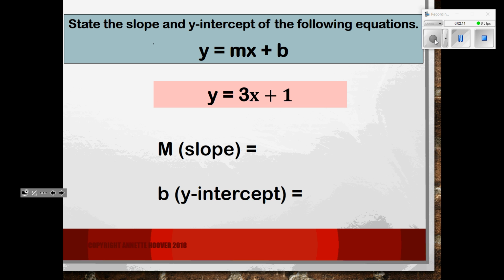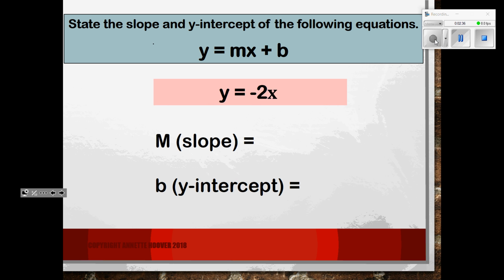In this one, again, when you're finding the slope, look in front of the x. So the slope is 3. 3 is the same thing as 3/1. So you're going to rise 3 and go to the right 1 to do the slope. The y-intercept is 1. You always find the y-intercept here at the end. That means on a grid right here at 1 on the y-axis, it's going to cross, so you can use that point to graph with.